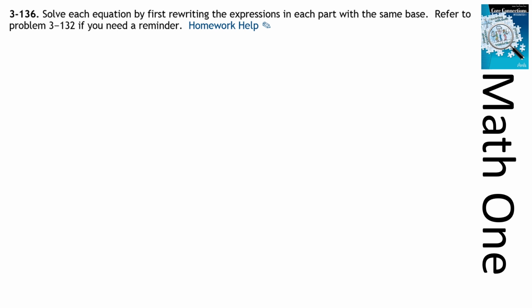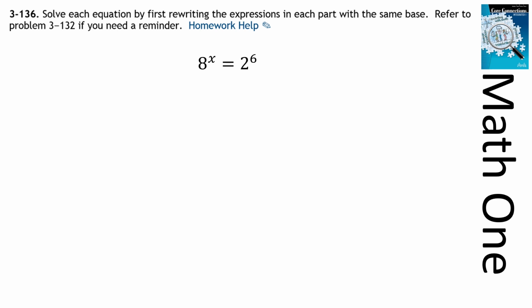Solve each equation by first rewriting the expression in each part with the same base. You can refer back to problem 3.132 if you need a reminder. If we take a look at the first problem, we have two different bases. We've got 8 and we've got 2 as our bases. But it turns out there's a relationship between those numbers.